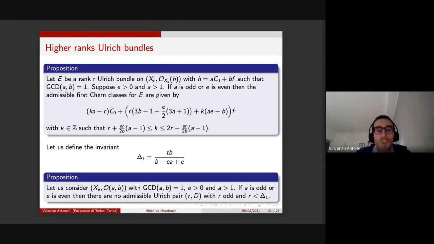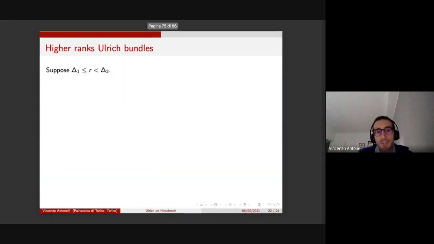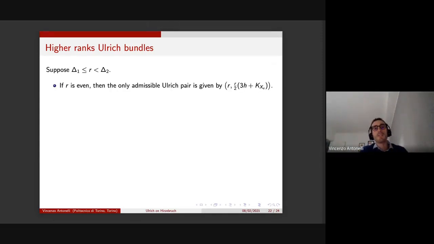And so that's the role of delta 1. What about the other deltas? What happens when R is between delta 1 and delta 2? Well, in this case, if R is even, then the only admissible Ulrich pair is given by the special one. Because if the rank is 2, you just obtain the special Ulrich bundle. If the rank is different than 2, you obtain something that can be considered as a generalized special.